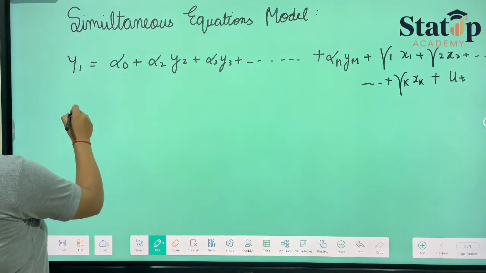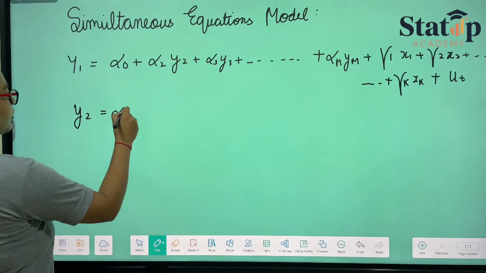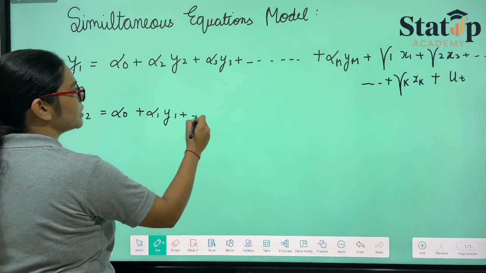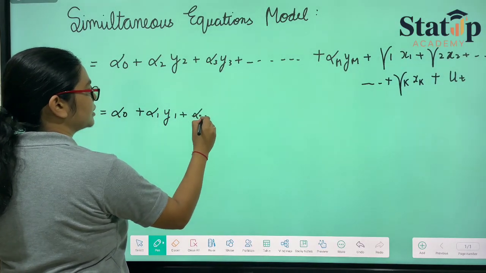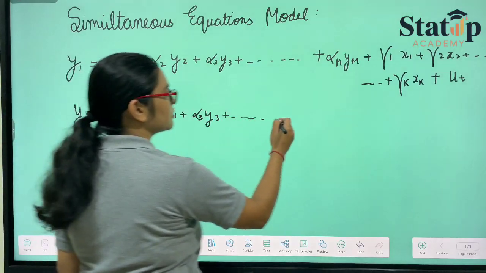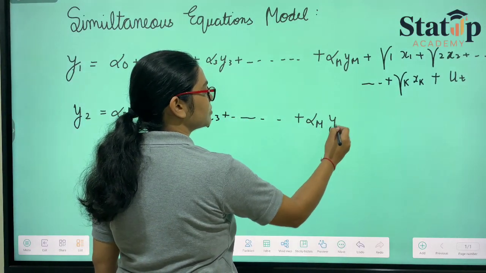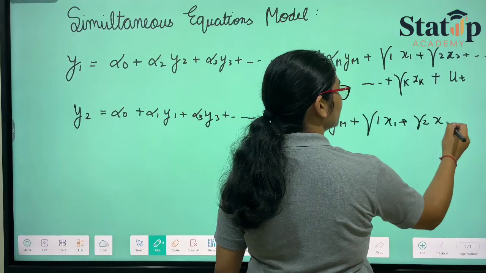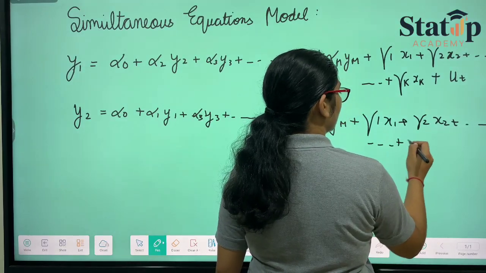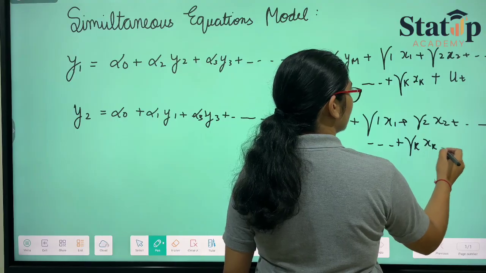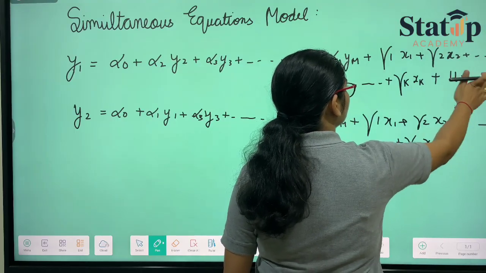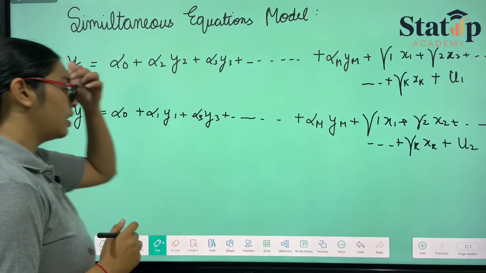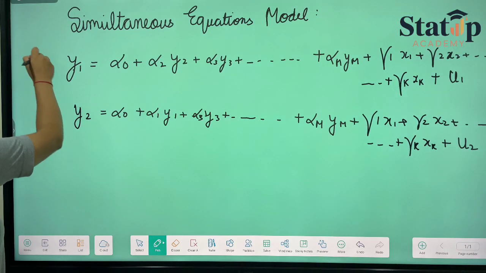And we have y2 is equal to alpha naught plus alpha 1 y1 plus alpha 3 y3 up to alpha m ym plus gamma 1 x1 plus gamma 2 x2 up till gamma k xk plus, here we can write u1 and here we can write u2. This is equation 1, this is equation 2.